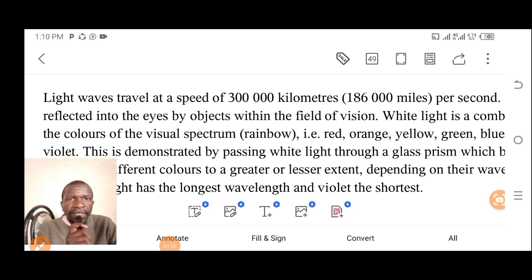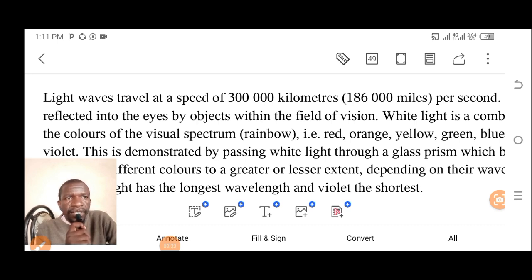So what happens is that the light travels in a straight line, right? So the first that light falls on that object that you are seeing. So now when the light falls on that object, it will reflect the light. So the first thing that happens is that the light is reflected into your eyes. It's reflected to your eyes, right? So light is reflected into the eyes within the field of vision.